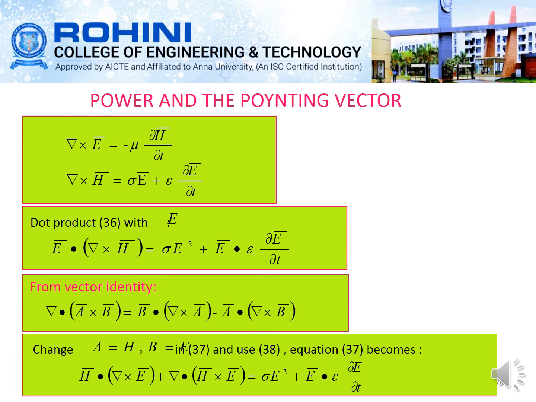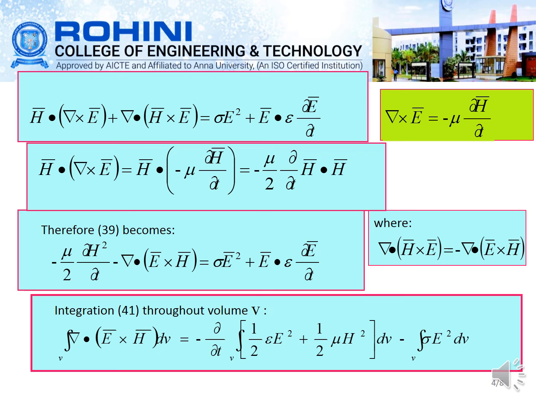So here we are applying the vector identity, that is del dot A vector cross B vector is equal to B vector dot del cross A vector minus A vector dot del cross B vector. So from this, H vector dot del cross E vector minus del dot E vector cross H vector is equal to sigma into E square plus E vector dot epsilon into dou E vector by dou t. Here we are applying the curl equations, so del cross E vector is equal to minus mu into dou H vector divided by dou t. From this equation we apply the divergence theorem.